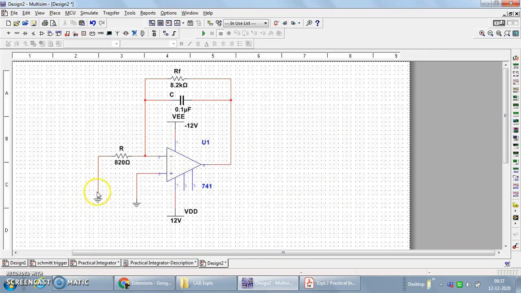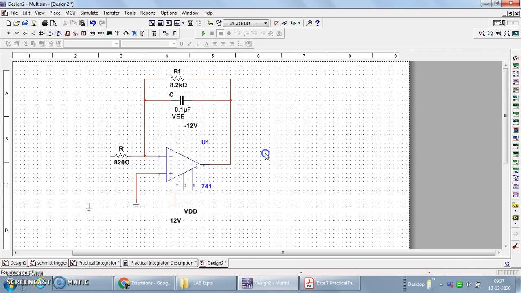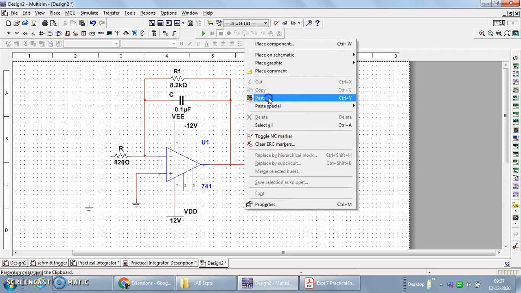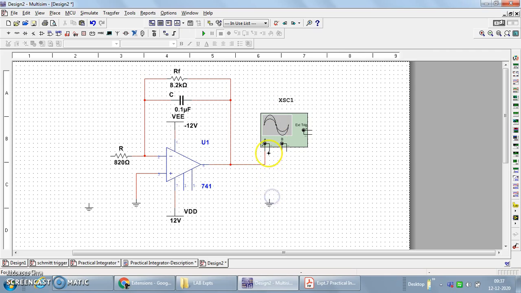Okay, before doing this ground connection, we'll remove this. We need to do the connection of a source, and then we'll be connecting here the CRO to observe the waveform. So I will choose the oscilloscope. One channel of the oscilloscope is connected to the output terminal and the next terminal is to be grounded. So I can make the copy and then paste it here. Negative terminal is to be grounded, and I will connect the B channel to the input side.